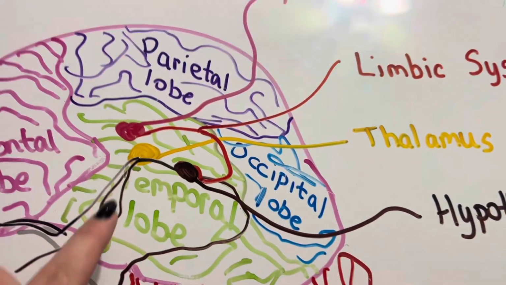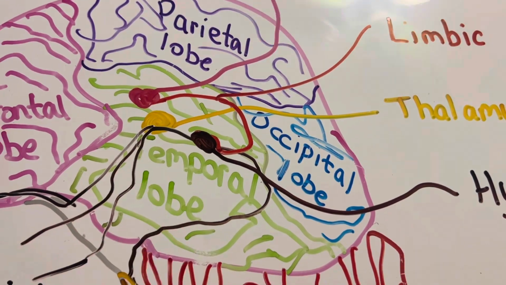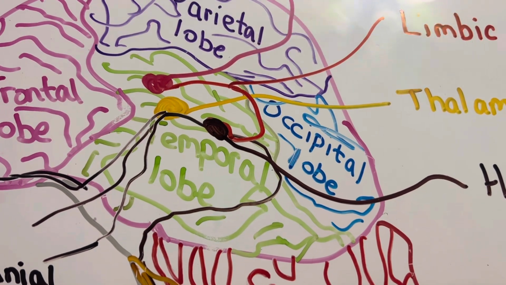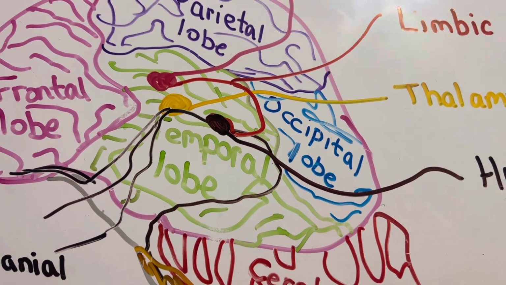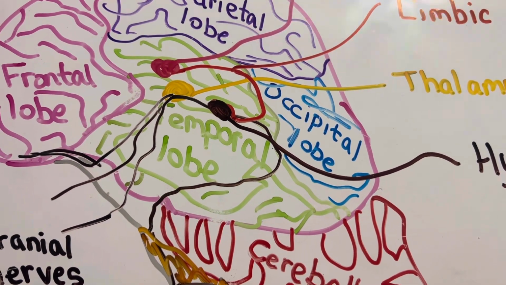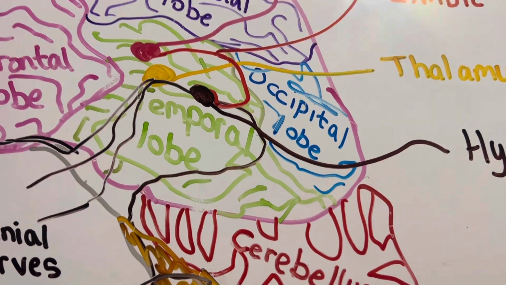Moving to the middle of the brain, we have the thalamus. The thalamus is the center of the brain. This relays sensory and motor information to the cortex, helps with consciousness, sleep, and alertness.